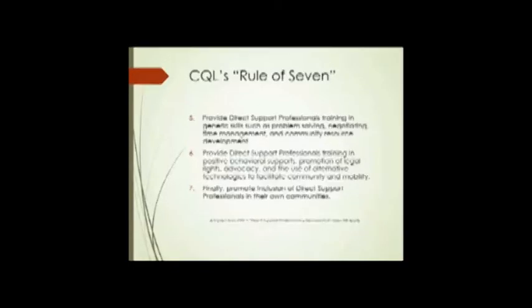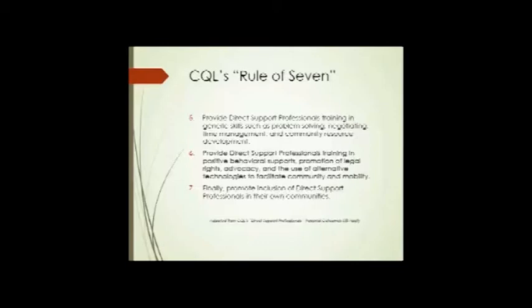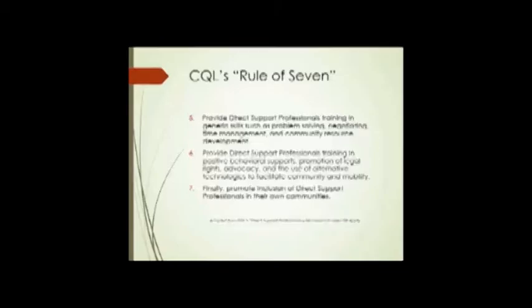Number 5, provide direct support professionals training in generic skills such as problem solving, negotiating, time management, and community resource development. It's important for staff to understand what resources are available in the community when you're looking at ways that the person who's receiving supports can be better involved in their community and develop that social capital that's so important to their success.